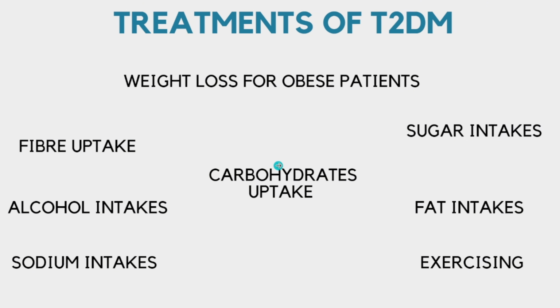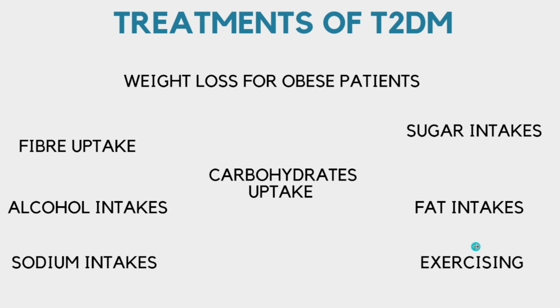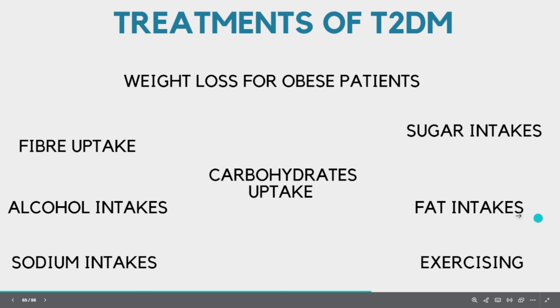Don't drink the carbohydrate drinks like Coca-Cola, gas drinks, or other high-sugar drinks. All of that you should avoid. Avoid sugar intake, and of course fat intake. Fiber intake you should consume more, because a high density of fiber will improve glycemic control and cardiovascular risk factors. Alcohol, sodium, and fat you also need to decrease. And exercising is very important. You should do more exercise.